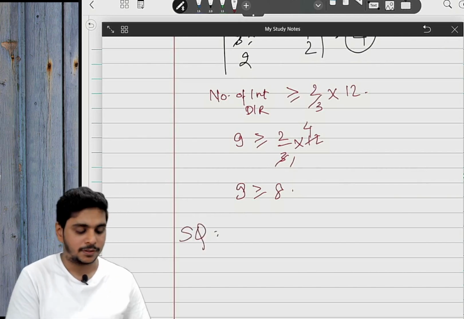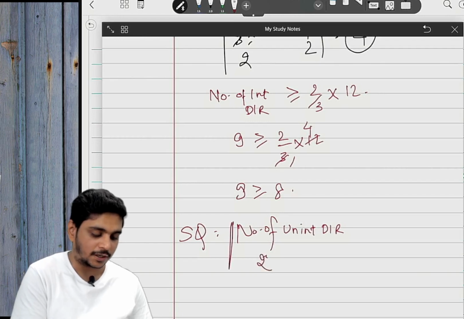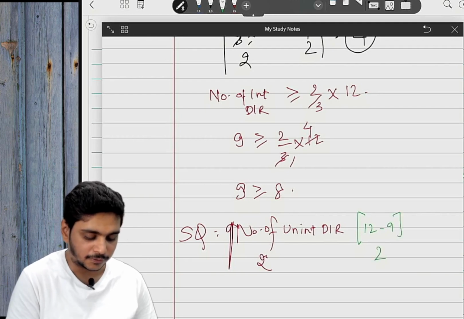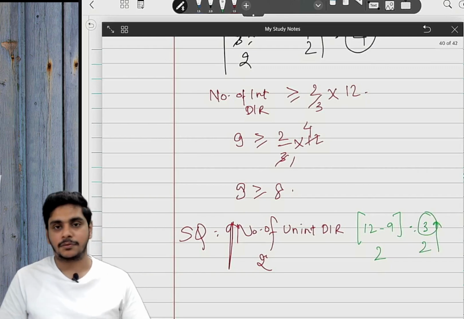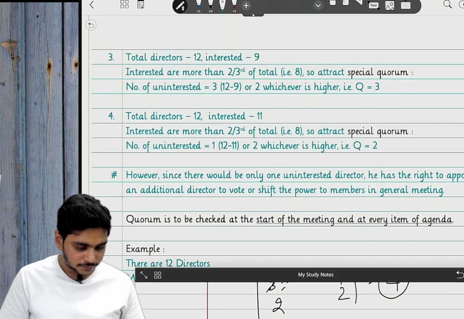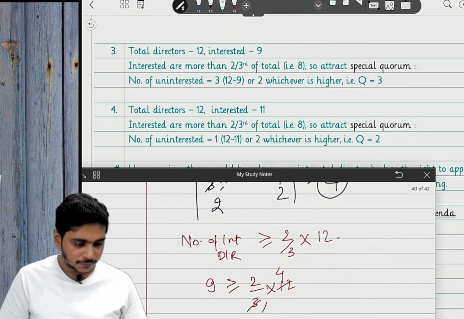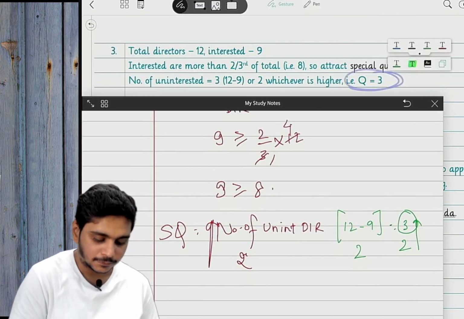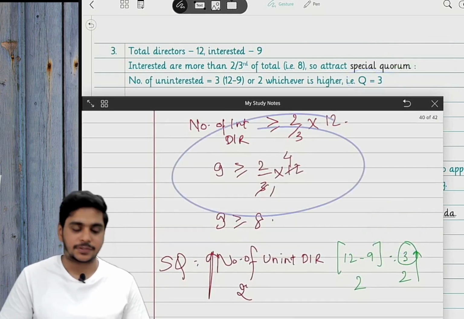What is my special quorum? The number of uninterested directors or 2, whichever is higher. How do you get uninterested? Total minus interested. So 3 or 2, which is higher? 3. Ideally the answer should be 3. Quorum is 3. So first you need to satisfy the condition.